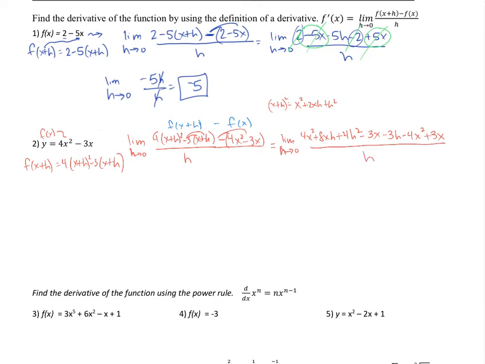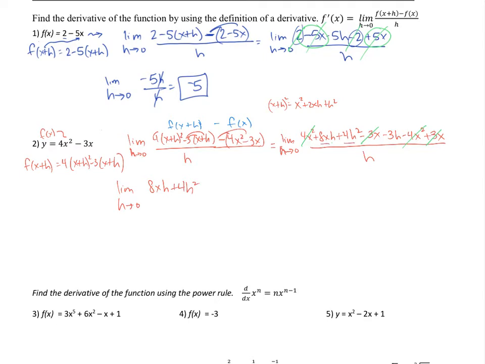Now if we did this properly, we should get some things cleaning up here and reducing out. So let's see what happens. Alright, again, this 4x squared reduces with this negative 4x squared. This 8xh term is going to stay, and this 4h squared term will also stay, but then this negative 3x and this positive 3x will reduce out. So what I'm left with is the limit as h goes to 0 of 8xh plus the 4h squared.